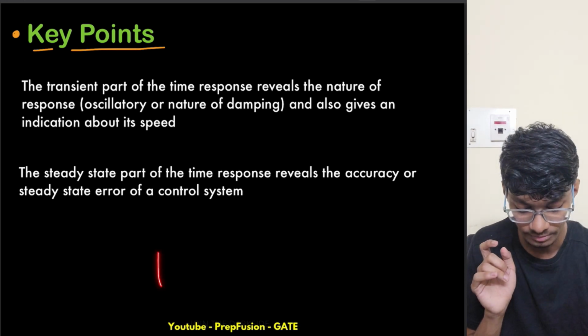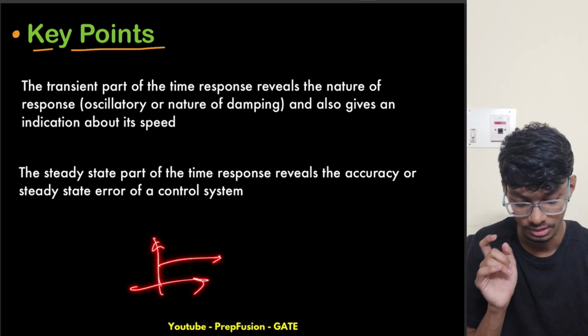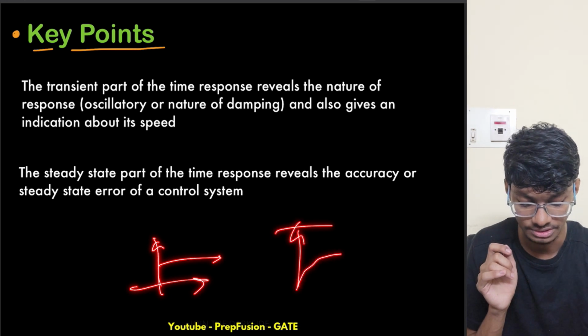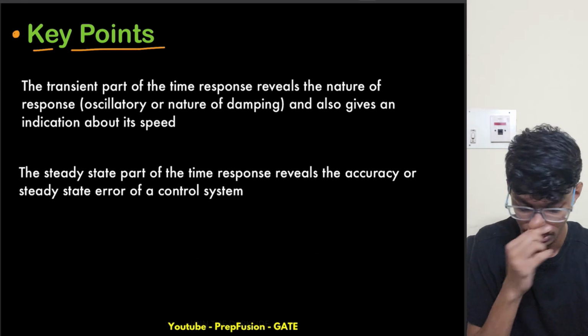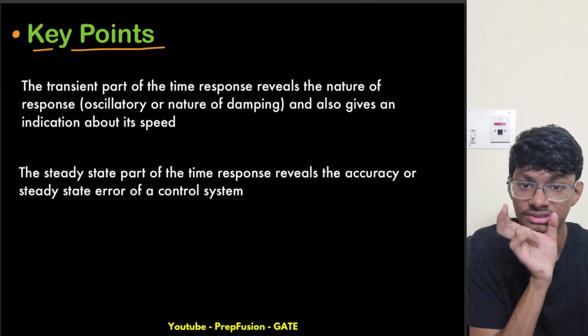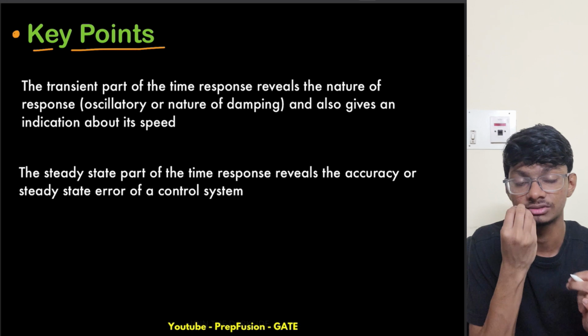So I have given it some input, let's say a unit step. Now my output is something like an exponential, and it reaches steady state after 4 time constants. So I want to measure the error. So what do you mean by error?